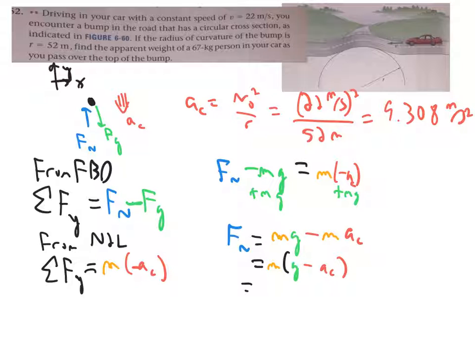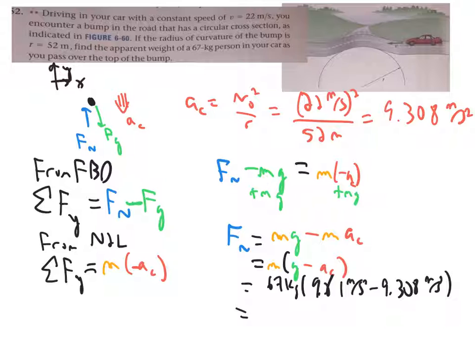So we throw that in here and we find, let's see, the mass was 67 kilograms. We have 9.81 meters per second squared minus the 9.308 meters per second squared, and we end up with 33.634 newtons, which of course with appropriate sig figs becomes just 34 newtons.